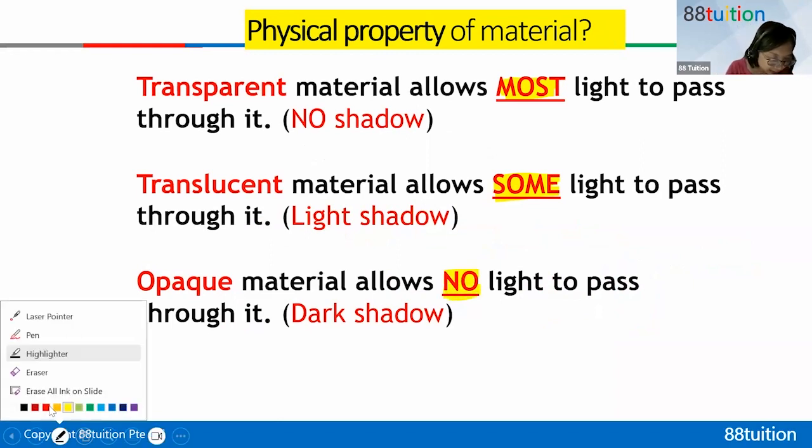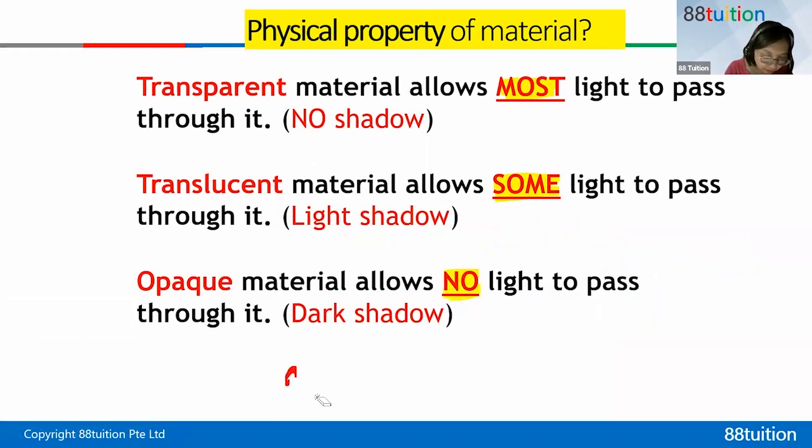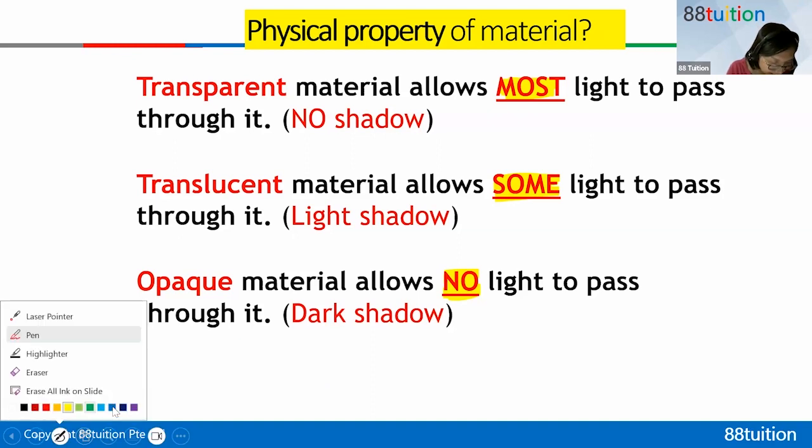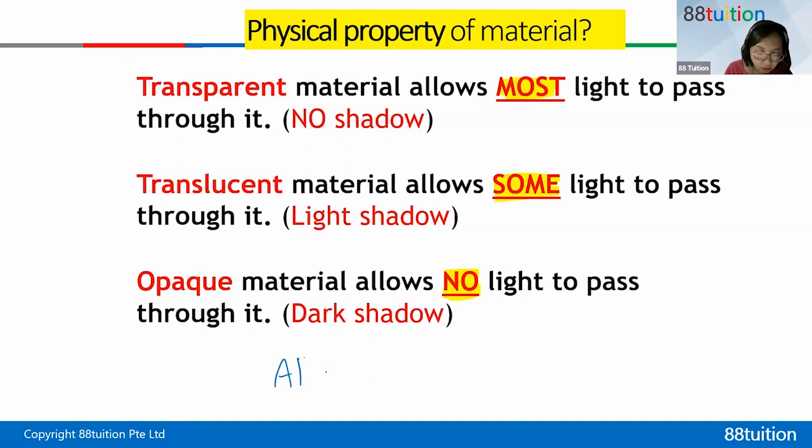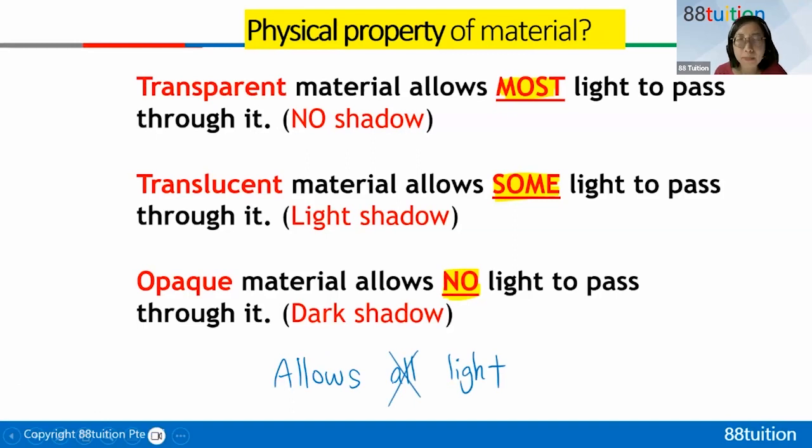Now, please do not write allows all light to pass through. Okay, please don't write allows all light to pass through it, because it's impossible. If all light can pass through a material, then the material becomes Harry Potter invisible material. All right, so it's like a ghost.